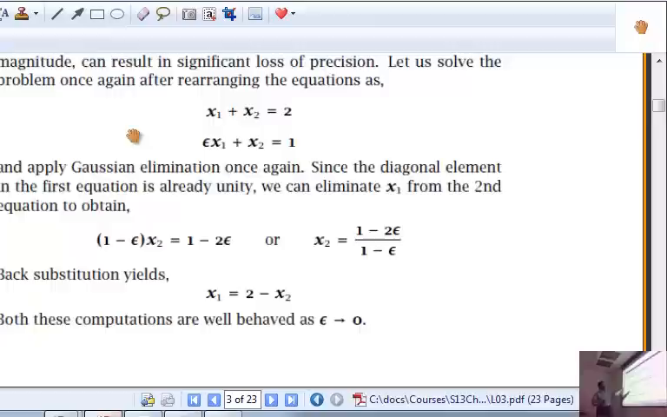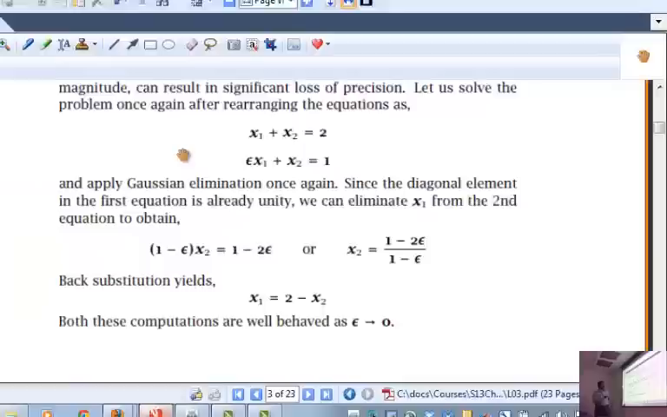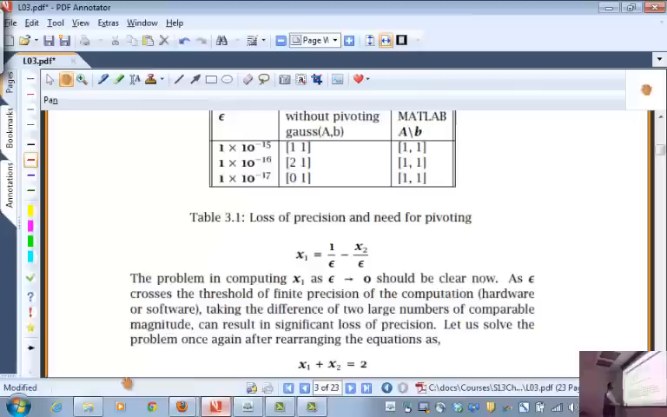I have a question about the table. The small parameter epsilon: why, when you go from 10 to the minus 15 to 10 to the minus 17, does it go larger rather than smaller? I'm confused. Good question. It seems to be random, right?